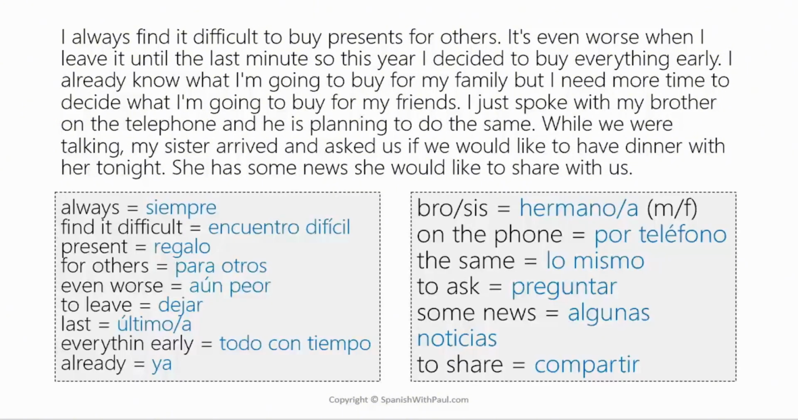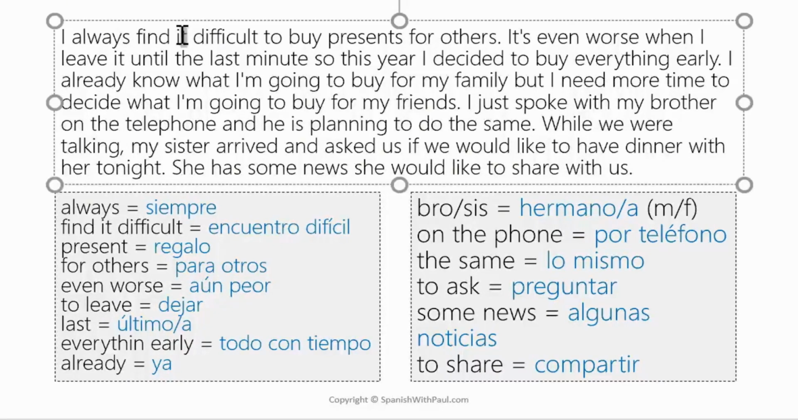So vocabulary-wise, we have the word for always, which is siempre. And this next phrase, find it difficult. In Spanish, they won't put in the it. They'll simply say find difficult. So the verb is encontrar, but when you conjugate into encontrar, the sound changes. So you get the sound of encuentro. This would be I find encuentro difícil. Then we have the word for present, which is regalo. It's el regalo. And for others, you can say para otros or para los demás. In this translation, we'll stick with para otros.